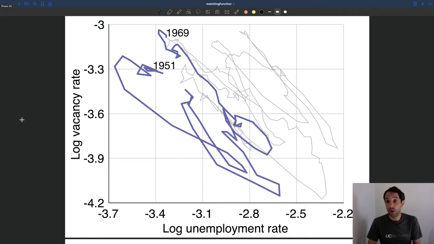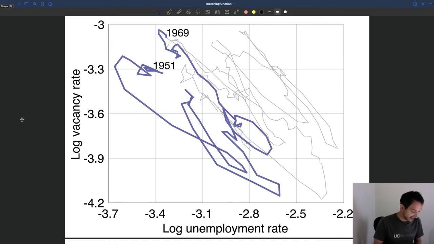So they go up in good times, down in bad times. Unemployment is the opposite, it's counter-cyclical. It goes up in bad times and down in good times. Now, what happens when we plot vacancies and unemployment together in a scatter plot? So this is what this graph is showing you.